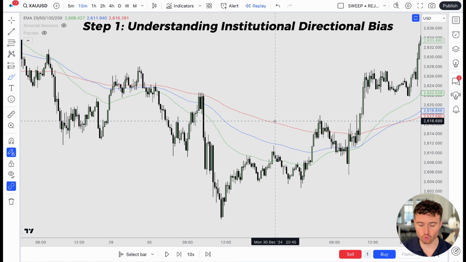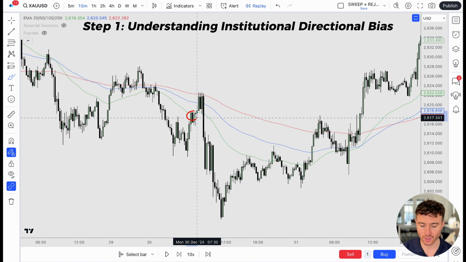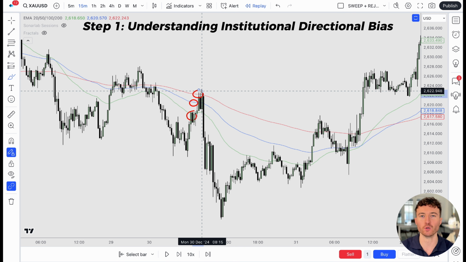And for example, right here, you can see the EMAs are all in order, sloping to the downside. So the 50 is below the 100, which is below the 200. This indicates to us as a trader that we are sell bias on the market. So when we turn up to either the London session or the New York session, we are only looking for shorts on this market.